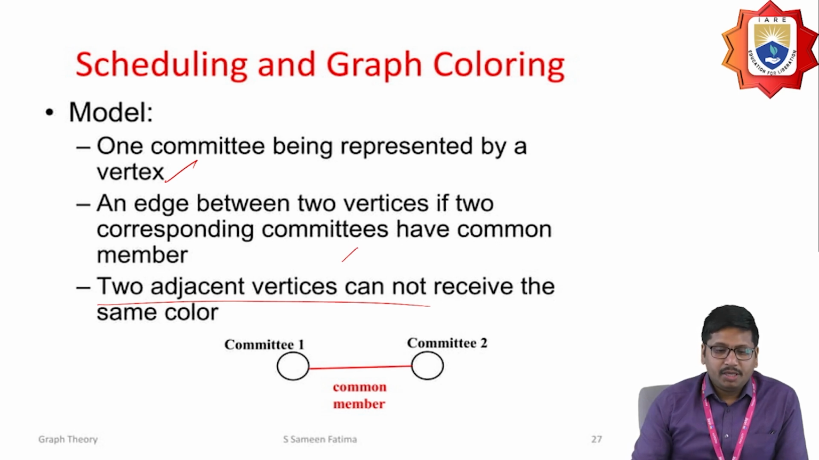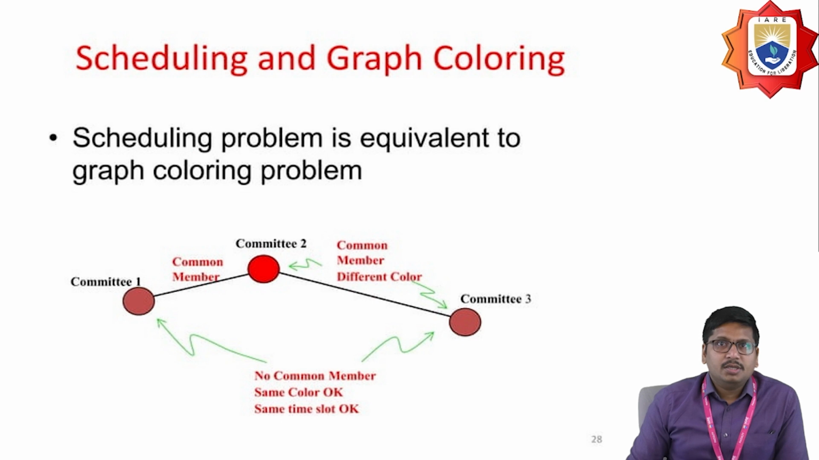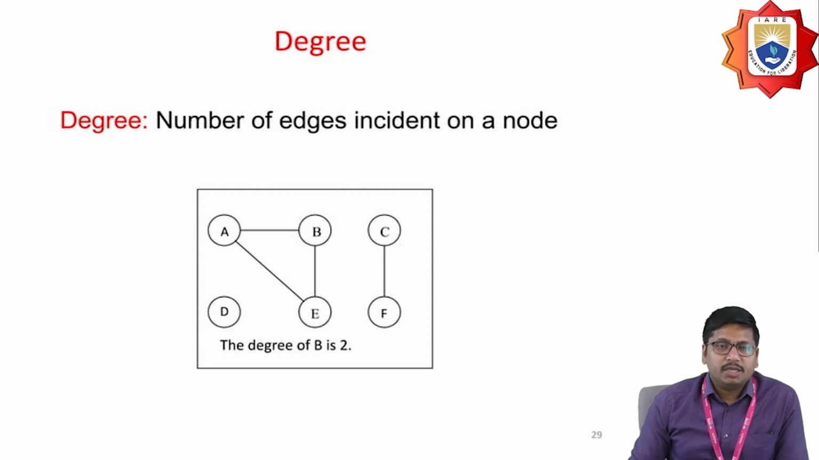So one committee is represented by one vertex, and then there should be a common member in between the two vertices. So the two adjacent vertices cannot receive the same color. That should be the graph coloring. So normally the scheduling problem is equivalent to the graph coloring problem. And next one is degree.